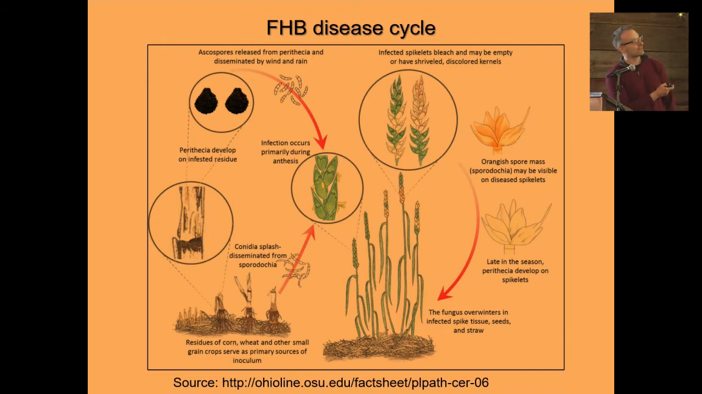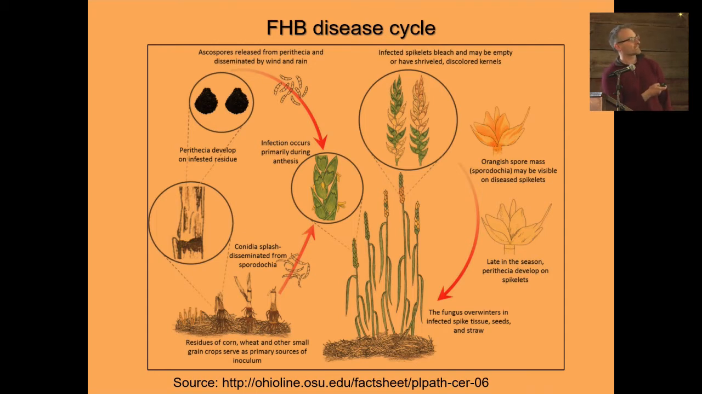And then after the infection starts to set, you'll start getting these orange spore masses called sporodochia. If you see these orange masses, that's just a mass of spores. And what ends up happening is when it rains, these spores actually just splash from one plant to the other. And this can cause a secondary spread of infection within the cycle, within the field, over short ranges.